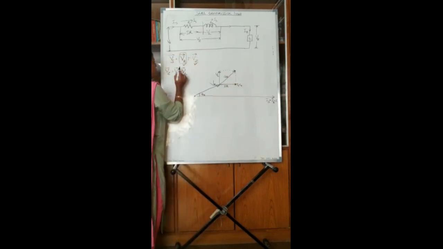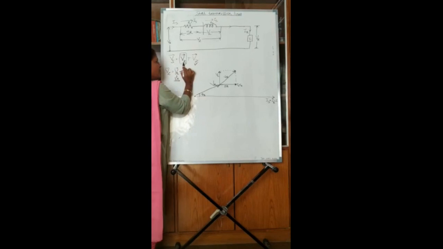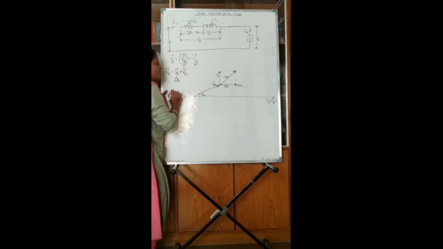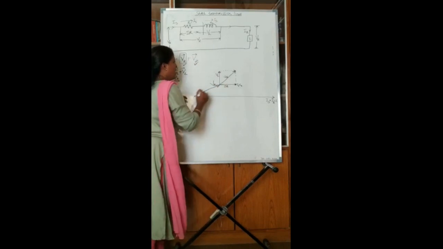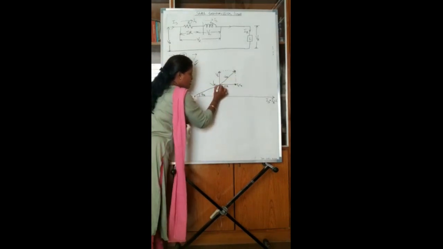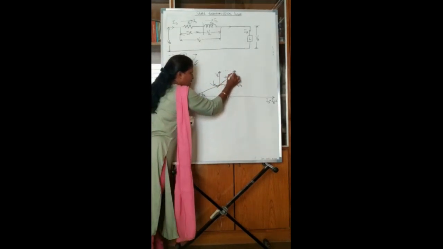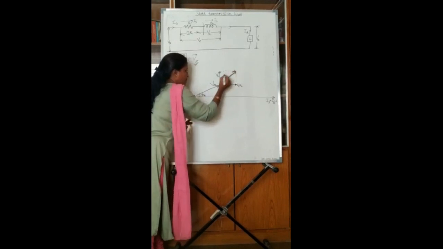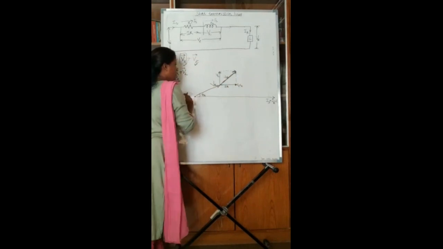Now, did you get Vz? Yes. Vr is there? Yes, already we have identified. So Vr plus Vz will give me Vs. Now I have to concentrate only on this which I am representing in solid line. The resultant will give me Vz.